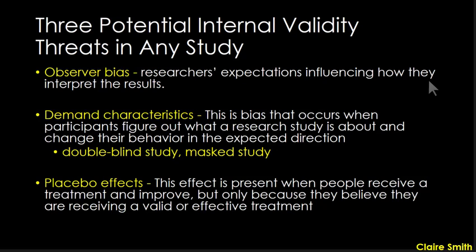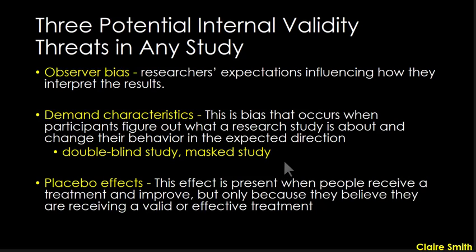Demand characteristics, so participants figure out what the research study is about. Again, we've already talked about this. They figure out what it's about and then change behavior in the expected direction. So they do what they think is expected of them. A way to fix this, control for this, is a double-blind masked study for observer bias as well. They don't know which group people are in. Double-blind study. Nobody knows what's going on, the researcher or the participant. So obviously that's going to help get rid of both of these things because they don't know who should be looking which way.